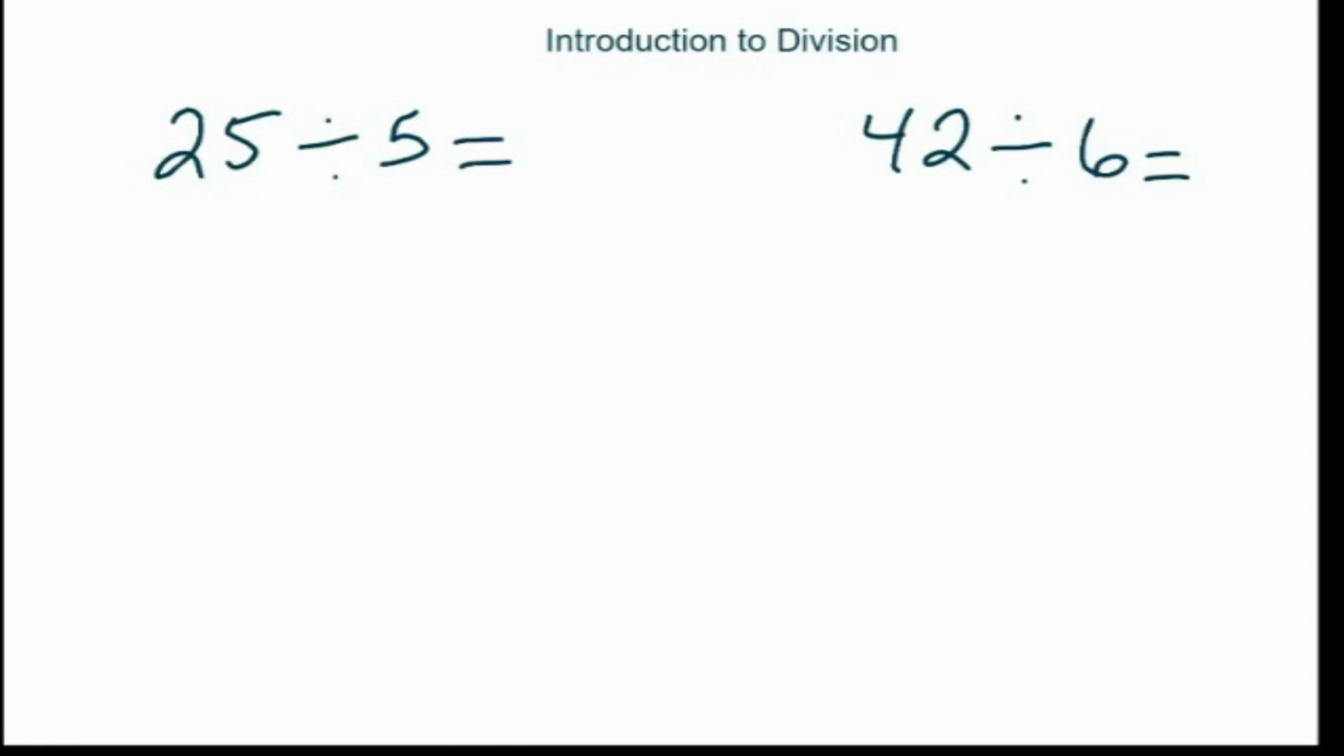The first method for solving division problems when dividing whole numbers is to count in multiples. Our first example is 25 divided by 5. We can find the answer to this math problem if we count in multiples of 5. I want you to count along with me in multiples of 5, and I want you to count on your fingers. Let's count together.